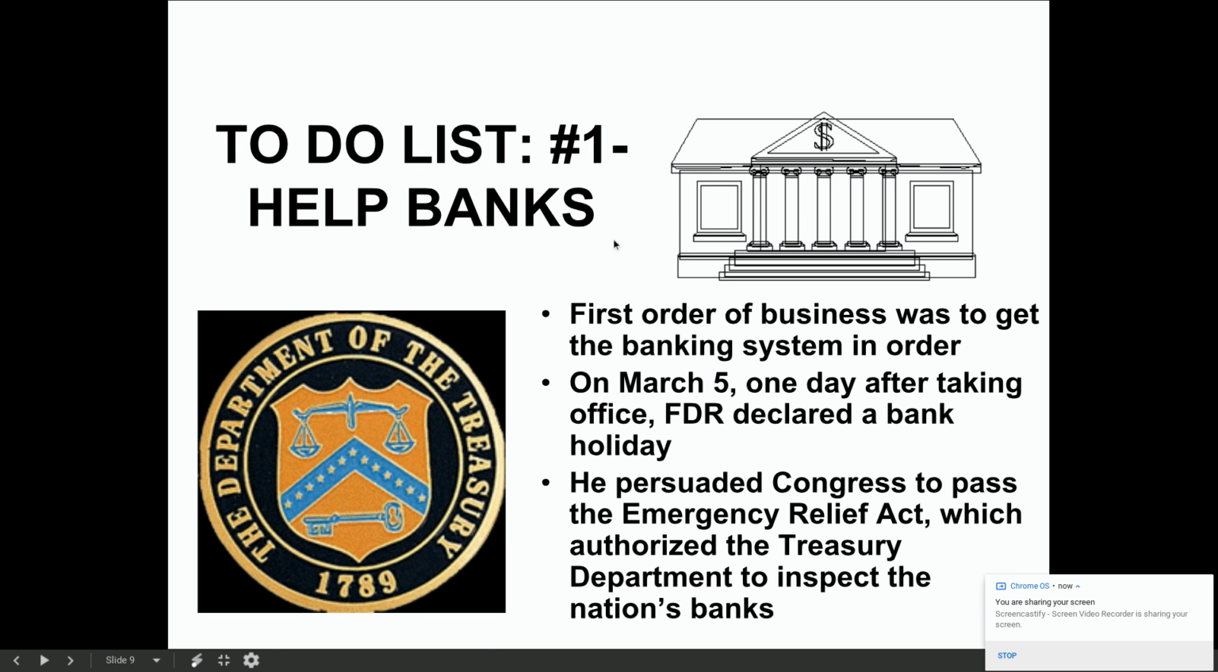The first thing was to fix the banks. And so what they did is they declared a bank holiday. All banks that were still running were inspected, to make sure that they were still able to be run, that their books were clear, that they weren't failing, and that it was a safe place to put your money.